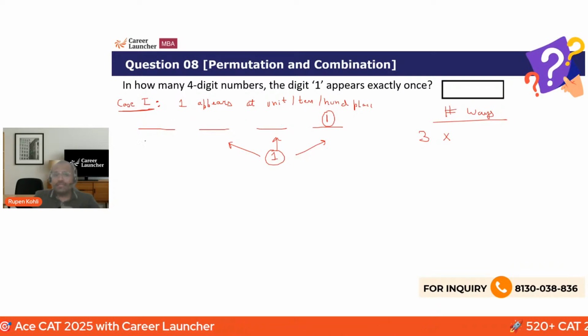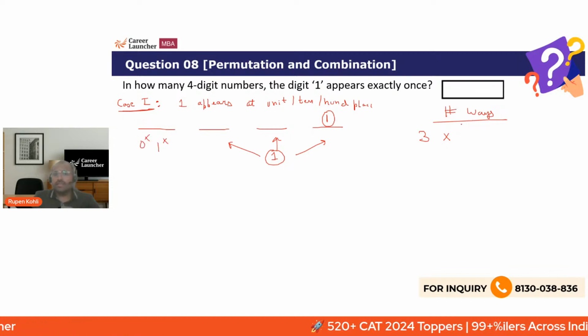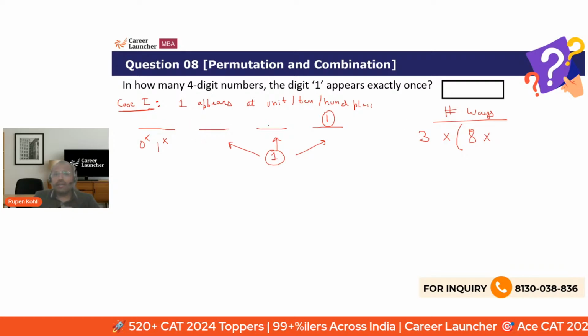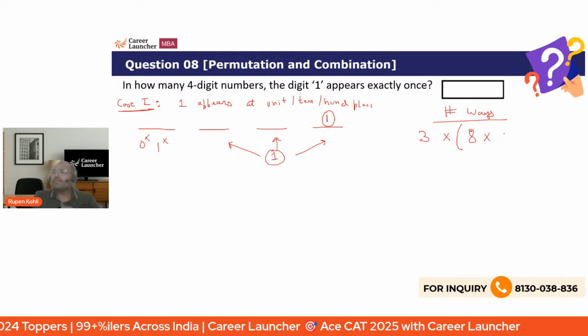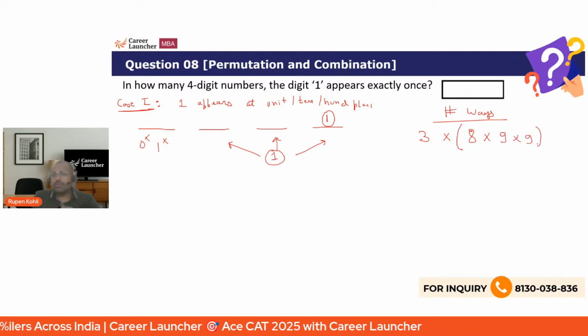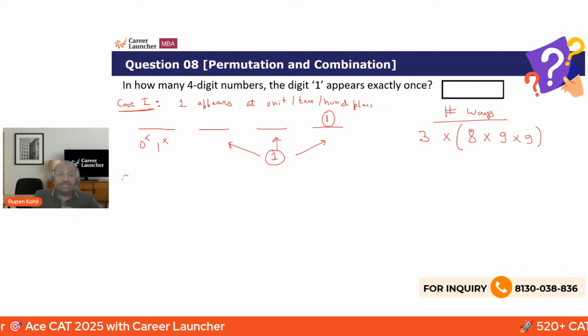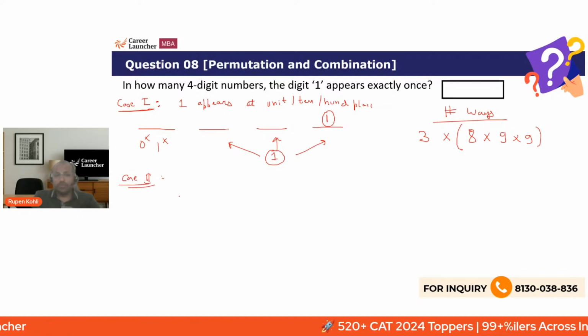Then at this place, 0 also can't come and 1 also can't come. So at the thousands place, then we'll have 8 ways to fill that position, right? And the other two places, we only have the constraint that 1 won't come. So they will have their 9 ways. So 3 times 8 times 9, plus the second case, which is that the 1 appears at the thousands place.